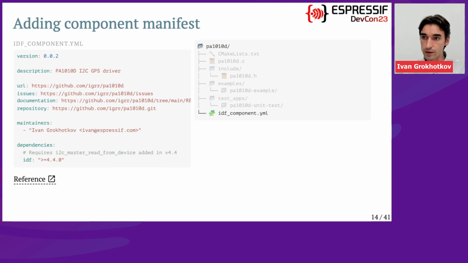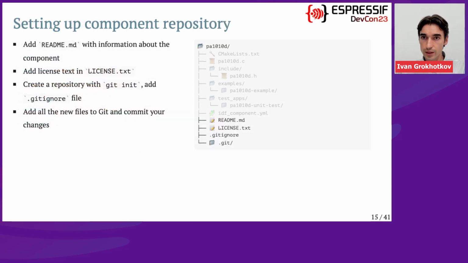After we have added the component manifest, it's now a good time to also make sure that we have the component repository set up. So the minimal thing we have to do here is to add the README.md file with the information about the component, which will serve as a homepage of the component. We can explain what the component is, how to use it, and any other important information.